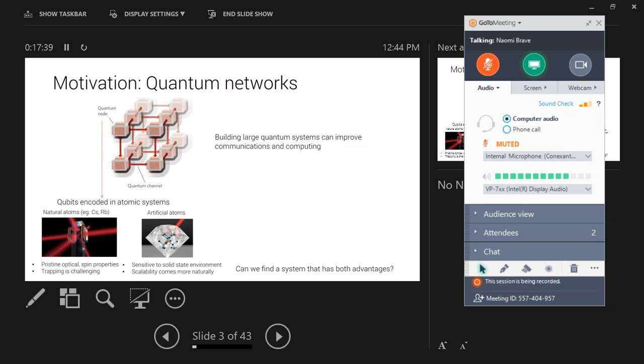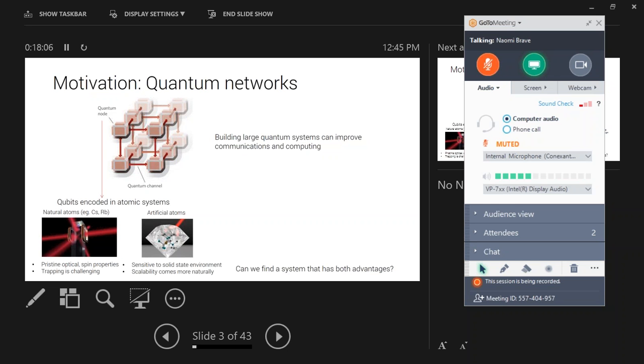So the question that the field is trying to answer now is, can we find a system that has both these advantages, that has good optical properties, whose internal levels are well behaved, and at the same time allows you to scale up to a network with a large number of qubits. And hopefully by the end of this talk, I can convince you that the silicon vacancy defect that we're looking at in diamond is a step in this direction.